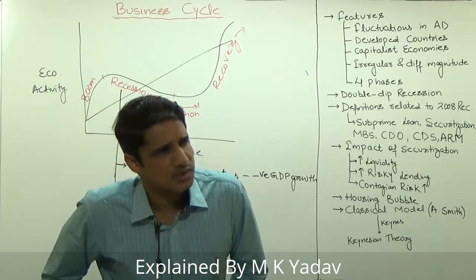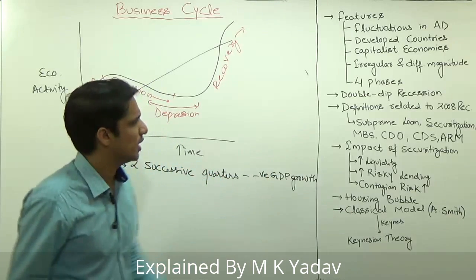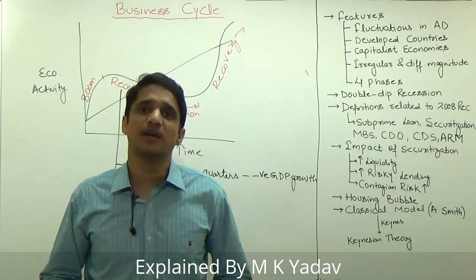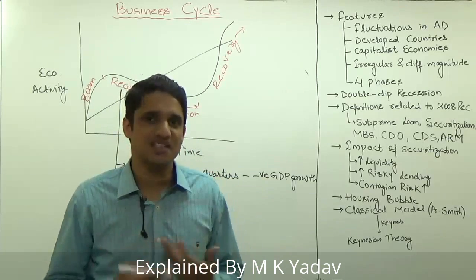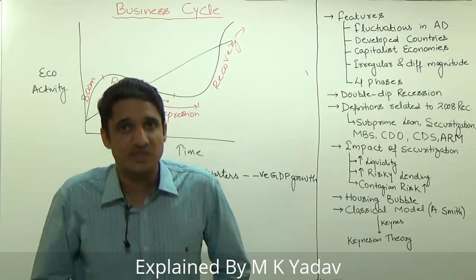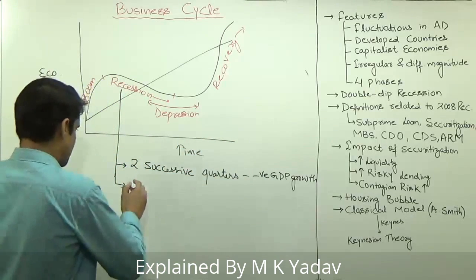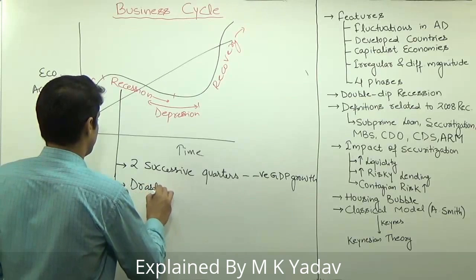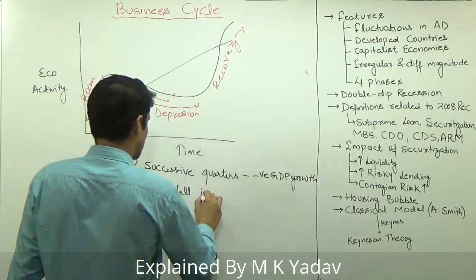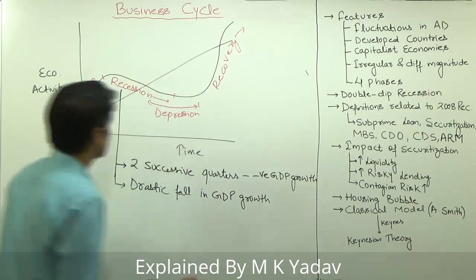In 2007, 2008, our GDP growth rate was more than 8%, even touching 9%. And in 2012 or 13, it was slightly more than 4%. Before that, there was the GDP base year revision. By that mathematical change, we increased the GDP growth rate from 4.7% to almost 5.56%, even more than 6%. But actually it decreased from 9% to 4 or 5%. So the second definition is drastic fall. These are the economic definitions. If there is a drastic fall in GDP growth, then that is known as the recession.